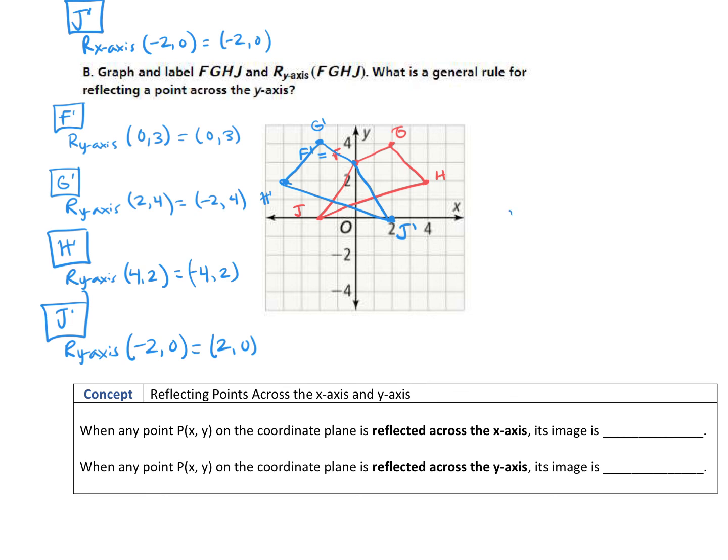So what is a general rule for reflecting across the y-axis? If we're going to reflect across the y-axis, any ordered pair x, y, and let's take a look at our ordered pairs. We went from 0, 3 to 0, 3. Well, that didn't change because point F was on the y-axis. But here we went from 2, 4 to negative 2, 4. 4, 2 to negative 4, 2. Negative 2, 0 to 2, 0. So the y value remained the same, but the x values all changed signs. So the rule is going to tell us that our resulting image will have a negative x, so we're going to change the sign of our x, but keep the y the same.